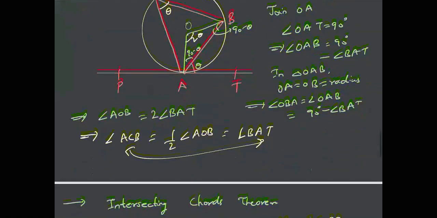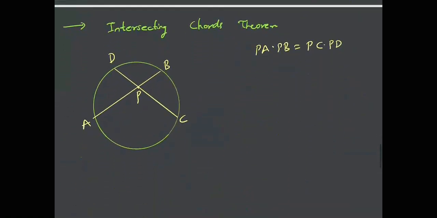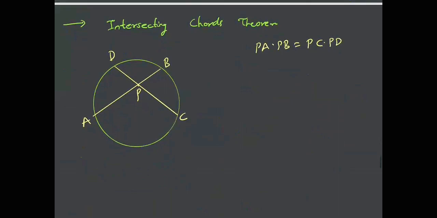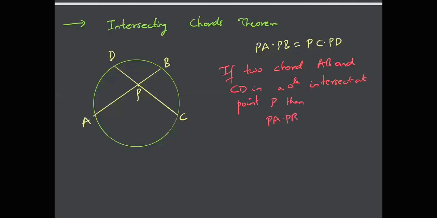Yes, so let us move forward. So the intersecting chords theorem. What is the intersecting chords theorem? If two chords AB and CD in a circle intersect at point P, then PA into PB is equal to PC into PD. So PA times PB is PC times PD.